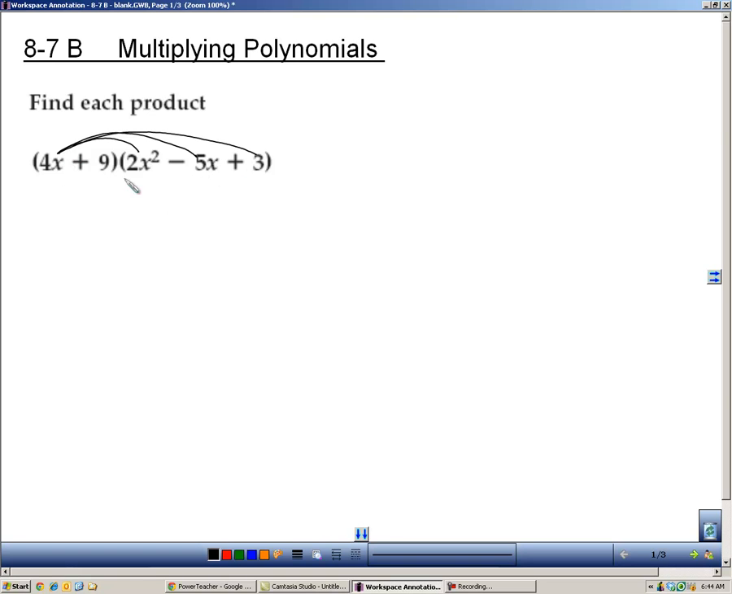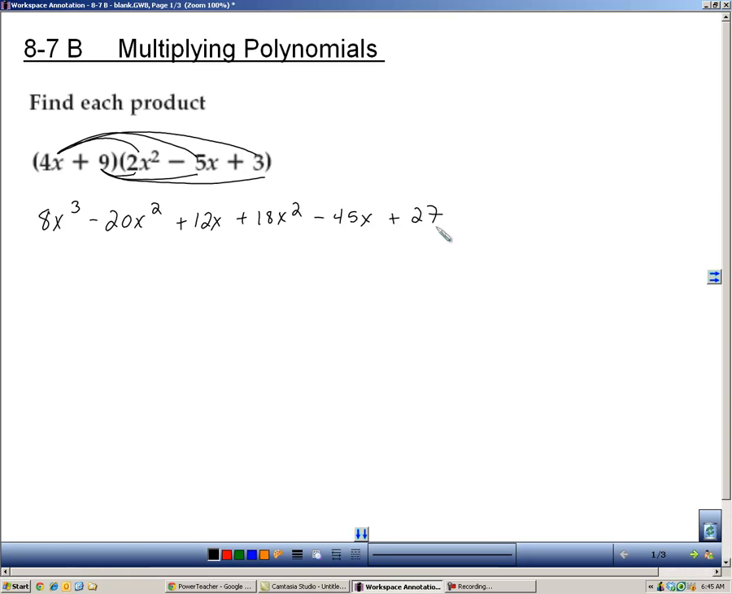So let's do that. 4x times 2x squared, 4x times negative 5x, x times x is x squared, 4x times 3. So we distribute the 4x into all three terms. Now we're going to distribute the 9x the same way to all three of them. So we get a plus 18x squared minus 45x and looks like plus 27.